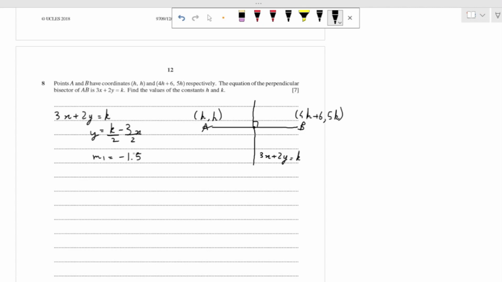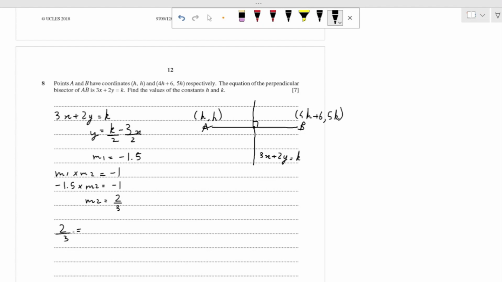So the gradient of AB would be such that when you multiply it, you get minus 1. The property of perpendicular lines is that the product of the gradients of those two lines equals minus 1. One of the gradients we already know, that is minus 1.5. Now we need to find the second gradient, which is the gradient of our line AB. That will be 2 by 3. So we have now found the gradient.